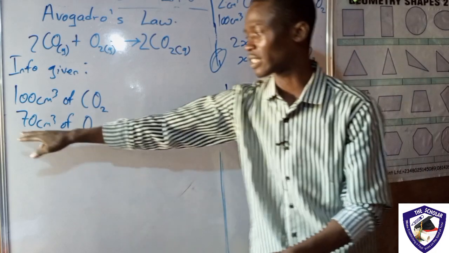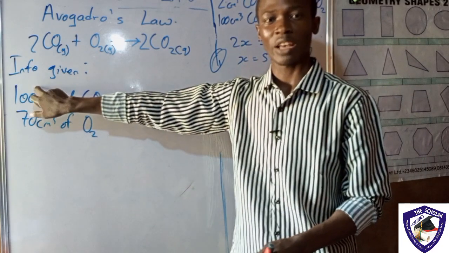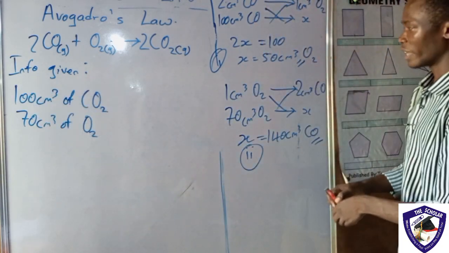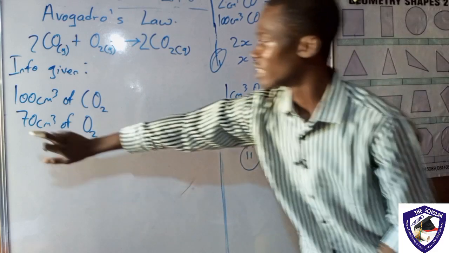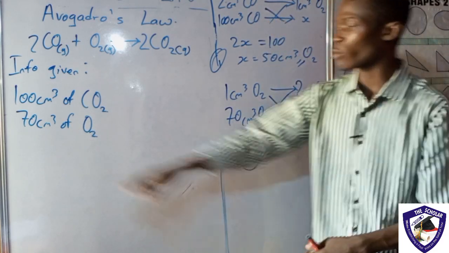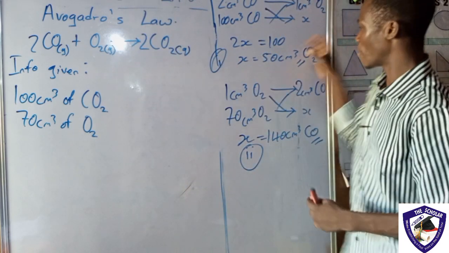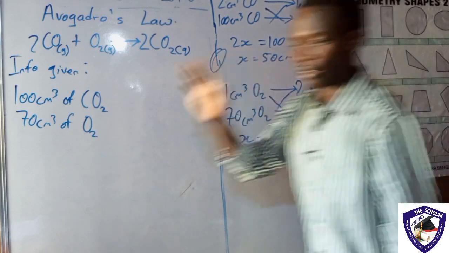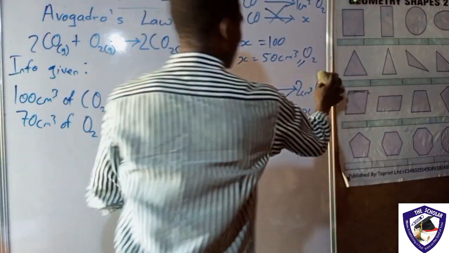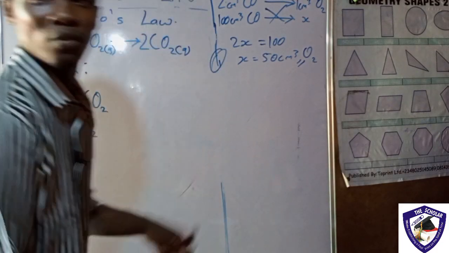But here we are given 100 centimeter cube. And we end up using 70 centimeter cube, and we end up using 50 centimeter cube. It means what we are given is even too much for what we need. So we are making use of this. So first of all, we've been able to calculate the volume of the gas in excess.